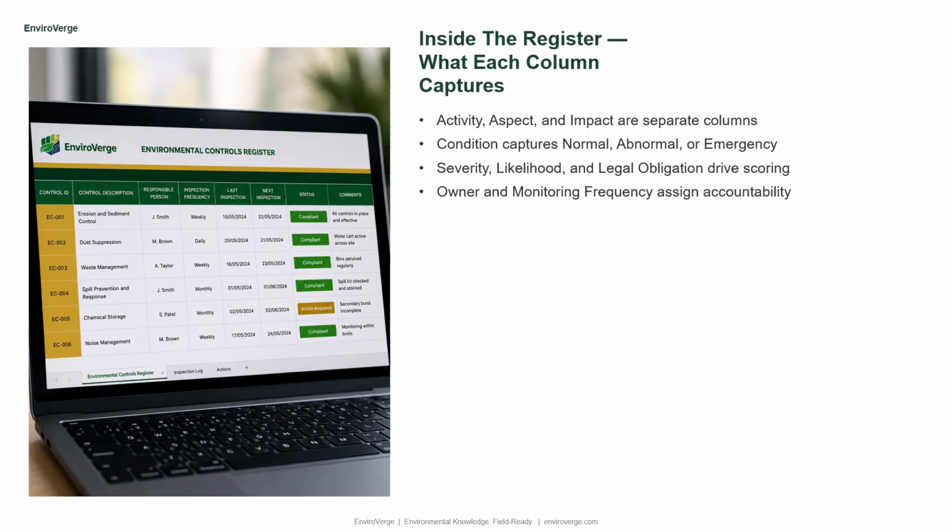Here is how this translates directly into the register. Activity, aspect, and impact are entered as 3 separate columns. Keep them separate. Condition records whether this is normal, abnormal, or emergency. Severity, likelihood, and legal obligation are the 3 inputs that drive your significance score. Owner and monitoring frequency are what make the entry actionable, not just descriptive.